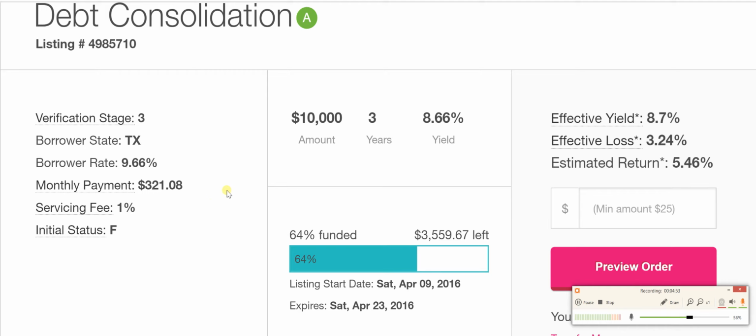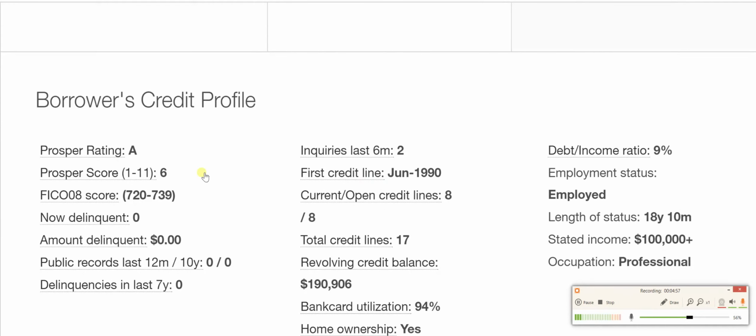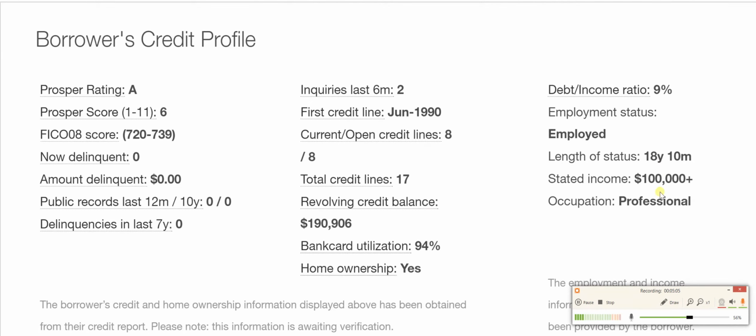So it's doable for me, let's say. And then we just check what they have. Awesome. They have an awesome FICO credit score, 720 to 739. That's good. Prosper 6. That's good. They've worked for a long time. $100,000. That's believable, if you've worked 18 years.